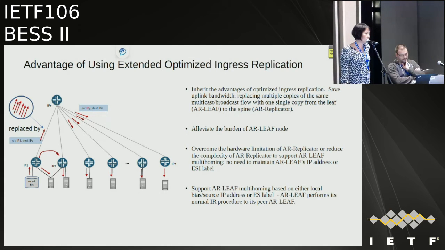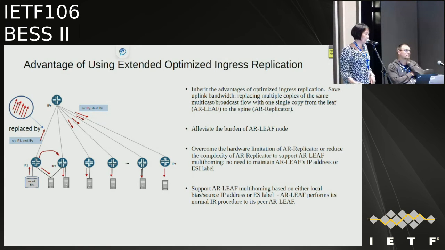Using a diagram of a leaf-spine topology, for example, I only draw one spine here. You could have many more spines and do load balancing, but for simplicity, to illustrate the benefit, say leaf one has a receiver receiving a multicast flow and needs to send it to all the leaves, presumably with interested listeners behind them. Without optimized ingress replication for EVPN, leaf one would send six copies of the same multicast flow to the spine. With optimized ingress replication, it only needs to send one copy, and then the replicator, which is a spine, replicates the traffic to the rest of the AR leaves, the assisted replication leaves.